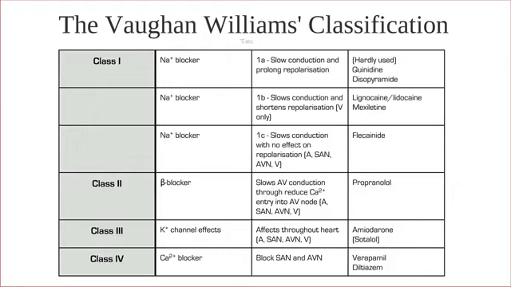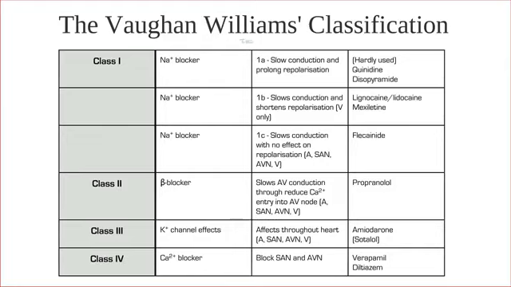I mean, the Vaughan-Williams classification is quite an old classification. It's simple. It's fairly easy to use. But one of the problems with it is, first of all, it's a bit of an oversimplification of actually what's going on. And that often you'll find is that specific agents actually overlap into multiple groups.